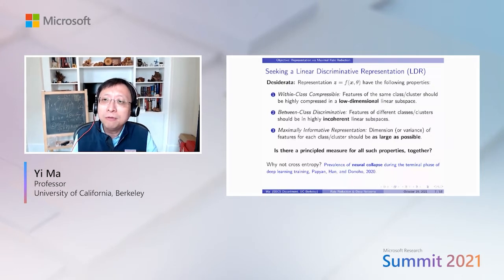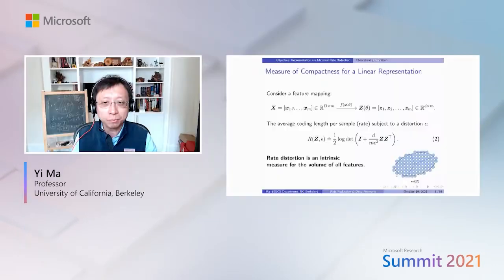The very popular cross entropy objective we saw earlier does not have this property. There is recent work from Dollars Group showing that if you train a neural network with cross entropy, the features eventually collapse to one dimension. Now, how do we measure the goodness? Those are my wish list, the desired properties of what we call the linear discriminative representation. But how do we set a mathematically quantitative goal to achieve this?